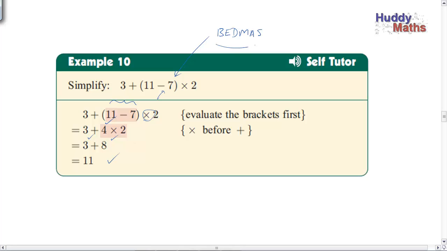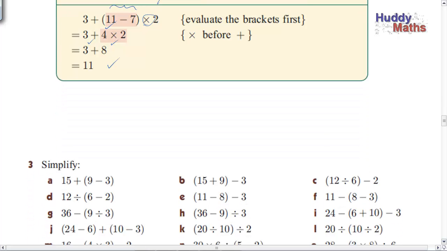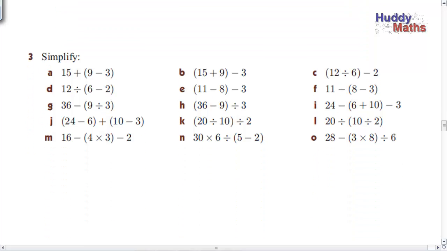Okay, just check this. Brackets there. Then we had a multiplication, and then finally we did the addition. Okay, got to get into a good habit here. Okay, are you ready? Here we go. There's your bundle. Got some brackets in there. Okay, so got to do the inside of the bracket first.